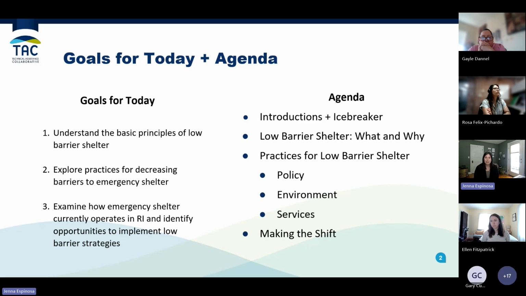And then taking some time and using the opportunity of being in the space together to have some discussion to really examine emergency shelter in your community, or if you work at a specific emergency shelter, and really thinking about what are some adjustments that you can make to your shelter to be more low barrier.